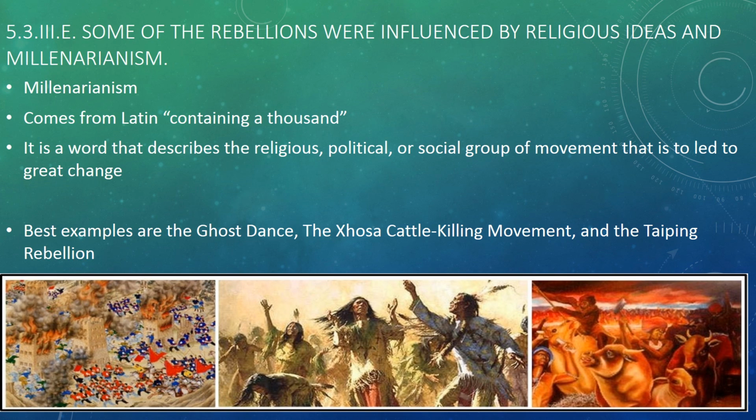5.3 also mentions that there is a term known as millenarianism. This comes from the Latin term meaning containing 1,000. It is basically a religious thought, a religious, political, or social group of movements that leads to great change. And so when you start talking about religion influencing rebellion, a couple of examples that are definitely mentioned by the AP curriculum: the ghost dancing phenomenon in the American Native groups, the Xhosa cattle killing movement that's happening in South Africa, and then the Taiping Rebellion that's happening in China.